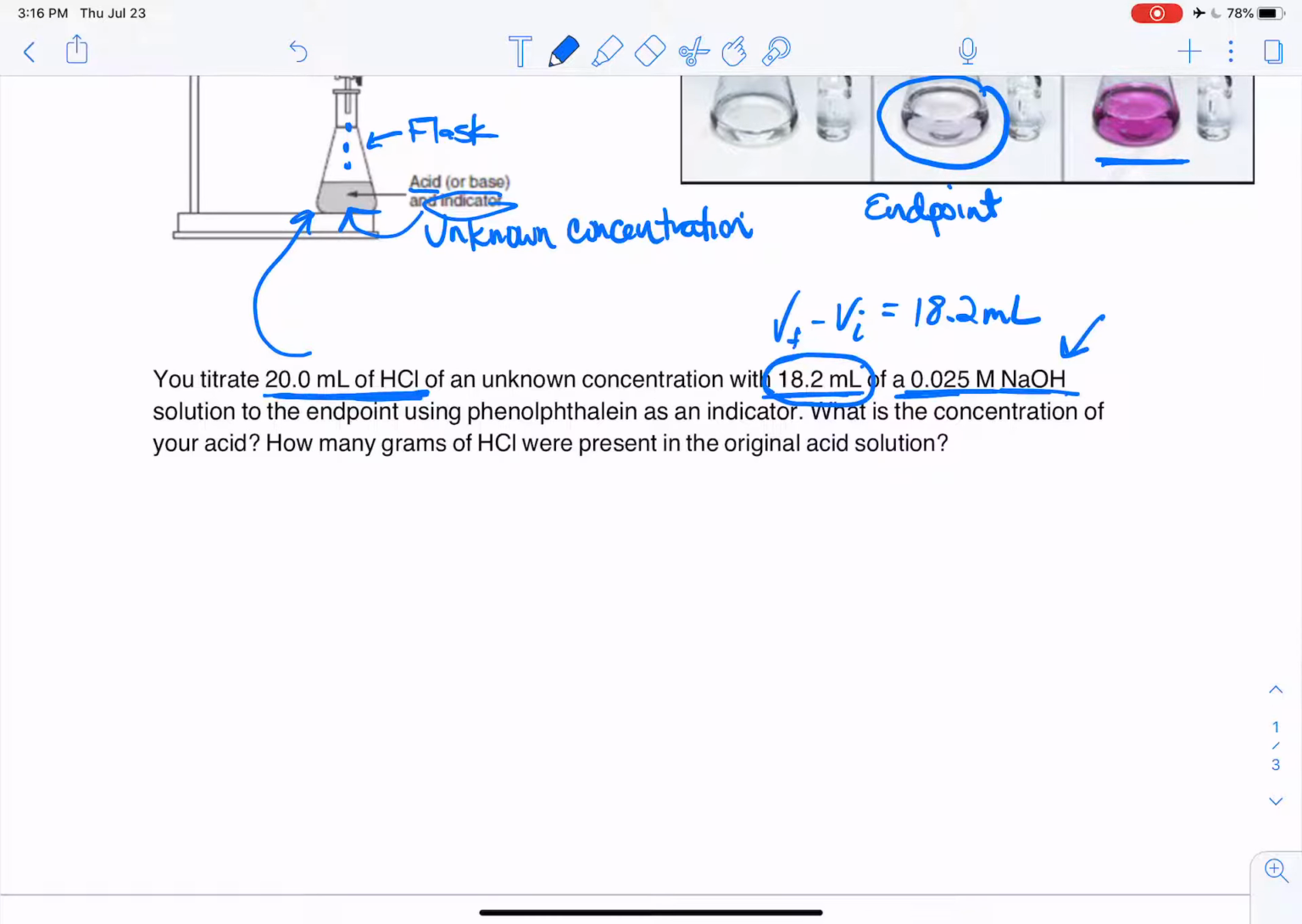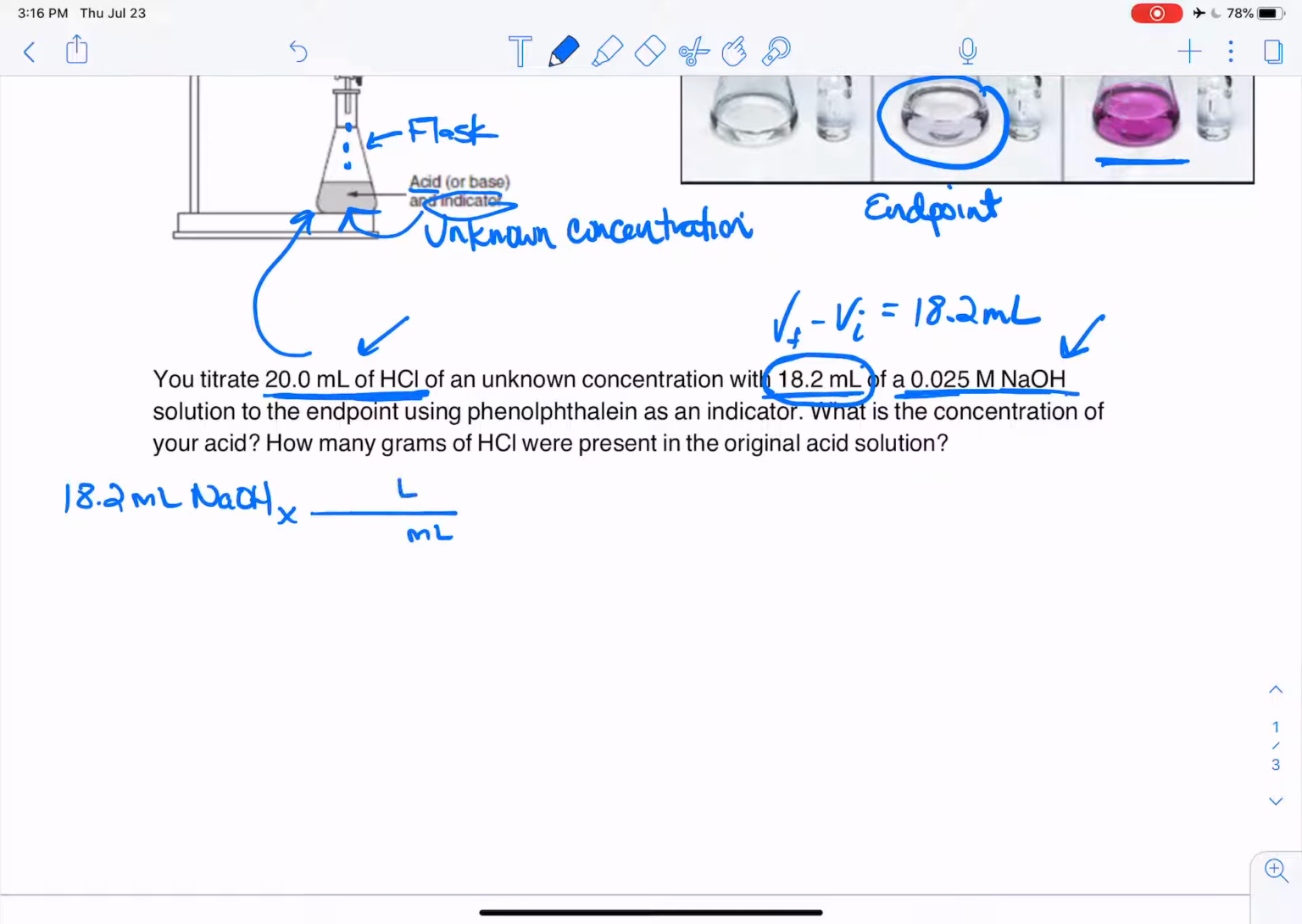We're going to save that to use as a conversion factor. And you don't want to start with a volume of the substance where you don't know the concentration because you don't have any conversion factors to get anywhere with that. So we're going to start with 18.2 milliliters of our NaOH solution. And whenever we're in milliliters and we're working with molarity, we're going to want to change to what?